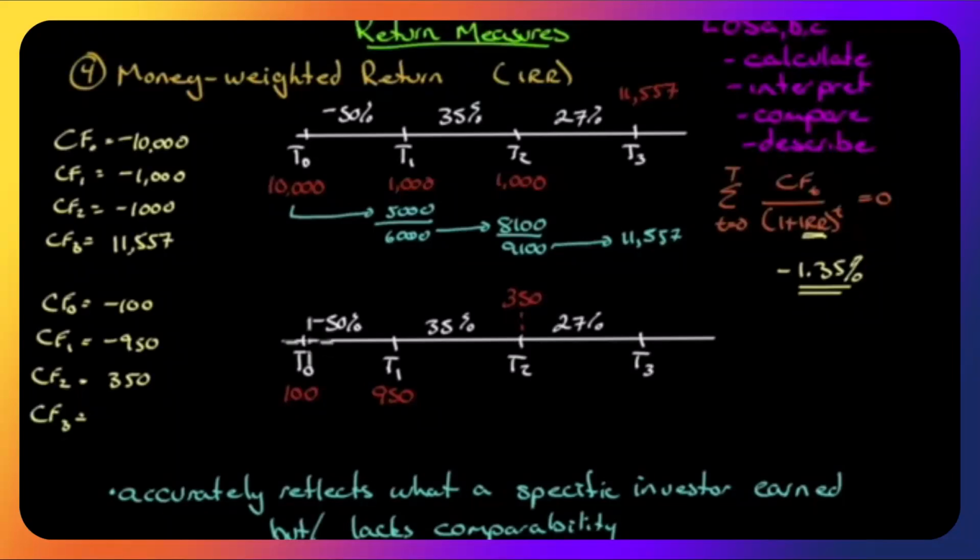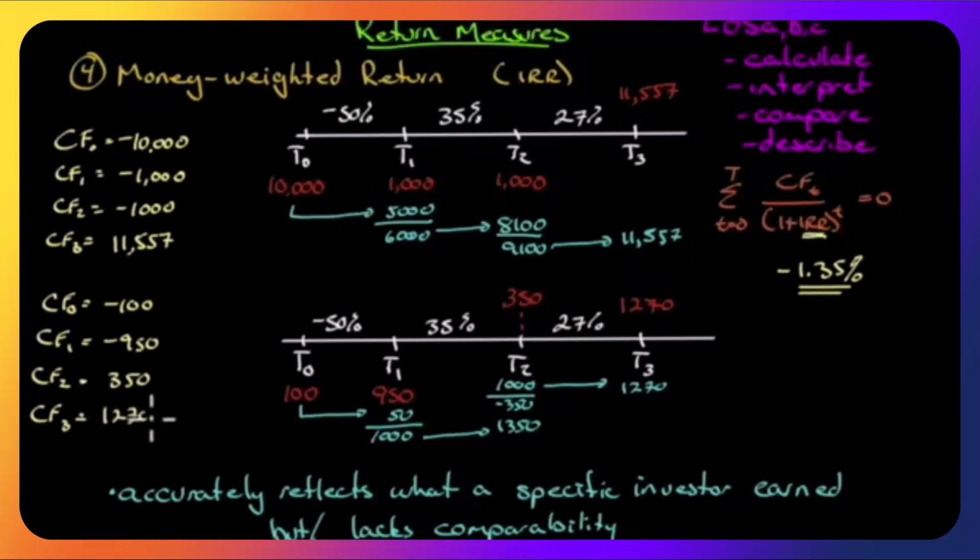So that's easy enough. Our $100 that grows at negative 50% will end at $50. To that, we'll add $950 for 1,000. Our 1,000 will grow at 35% for $1,350. To that, we will subtract $350, and we end at 1,000. Our 1,000 will grow at 27% to end at $1,270. And since that's the last time period, we'll assume that that is a cash inflow of $1,270. So now we can fill in this at $1,270.